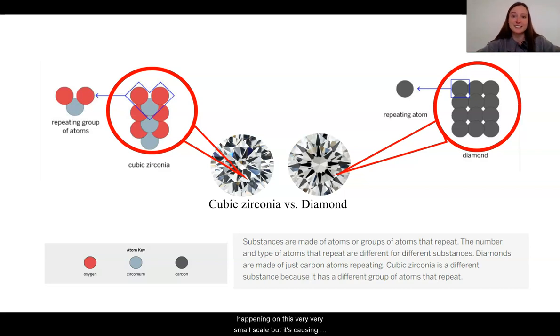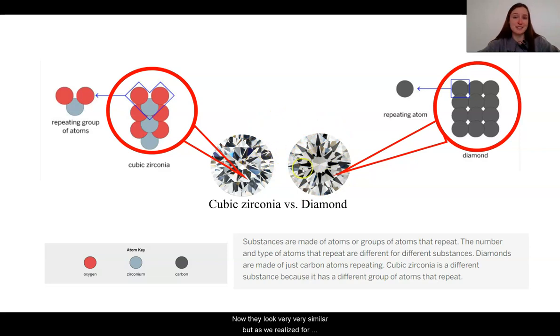And so all of this is happening on this very, very small scale, but it's causing these really big changes that we see. For example, we read about cubic zirconia versus diamonds, and these look very, very similar. One is very expensive while the other is not. And so that's why you sometimes see cubic zirconia used in jewelry to kind of represent a diamond.